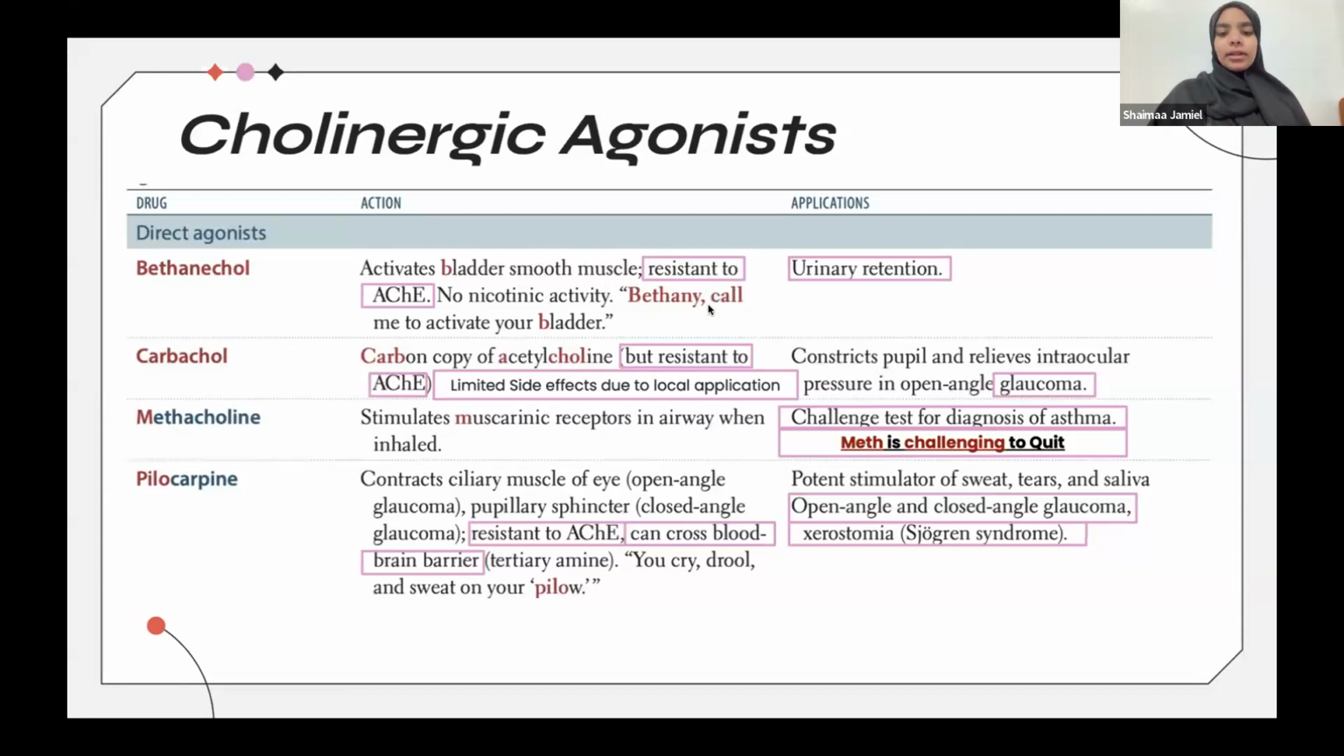And this is not a nice mnemonic. I saw another one. It kind of said that Beth pisses me off. So basically, bethanechol is going to cause you to pass urine, and therefore it's used in urinary retention. So the drug of choice in urinary retention is bethanechol, okay? And it's resistant to acetylcholinesterase. This one, they're all resistant to acetylcholinesterase, okay?